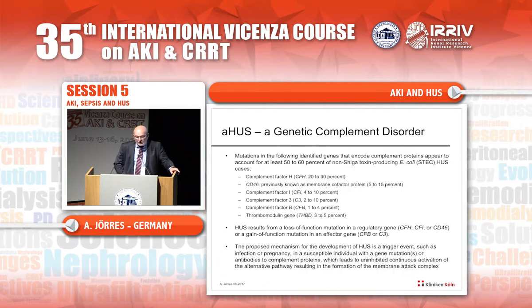In the past couple of years, we have understood that in many patients, atypical HUS is a genetically determined disorder of the complement system. It's important to note that you cannot find that in all patients presenting with a clinical picture, but just in about 50 to 60% of those patients. And there is a variety of known mutations so far. Most prevalent are mutations regarding complement factor H, but it's also important to understand that we can have loss of function mutations in regulatory genes, but we can also have gain of function mutations in certain effector genes.